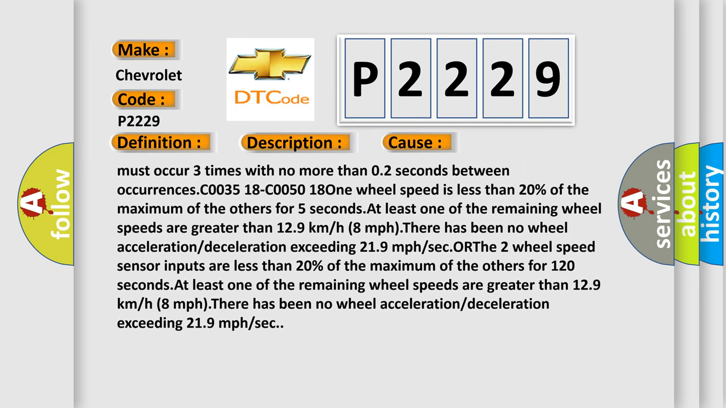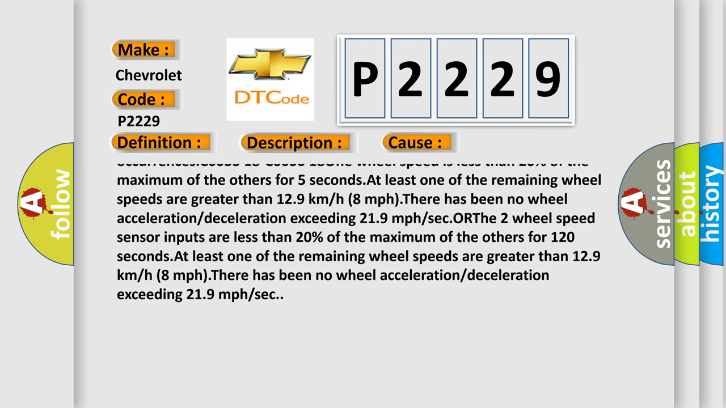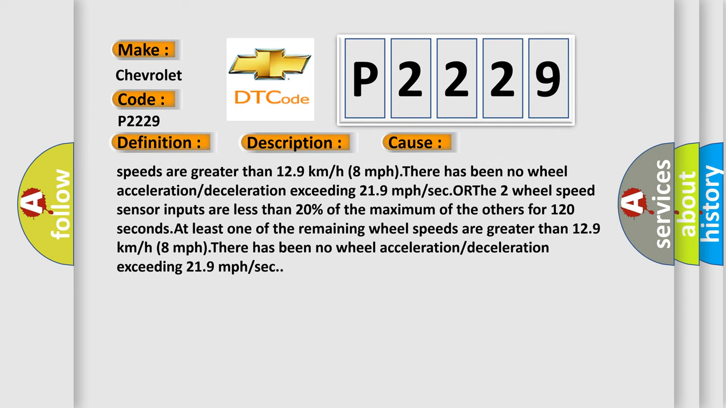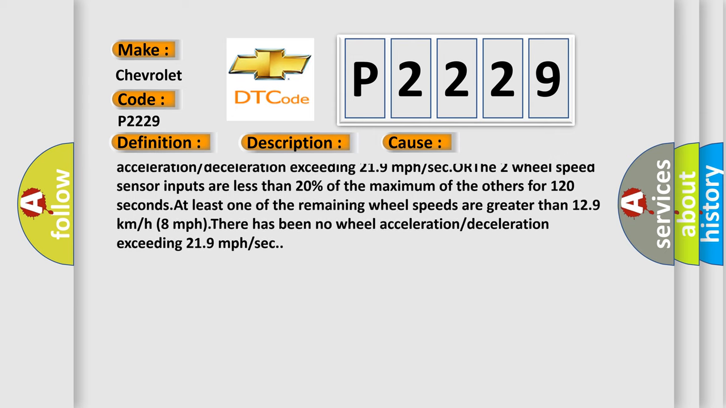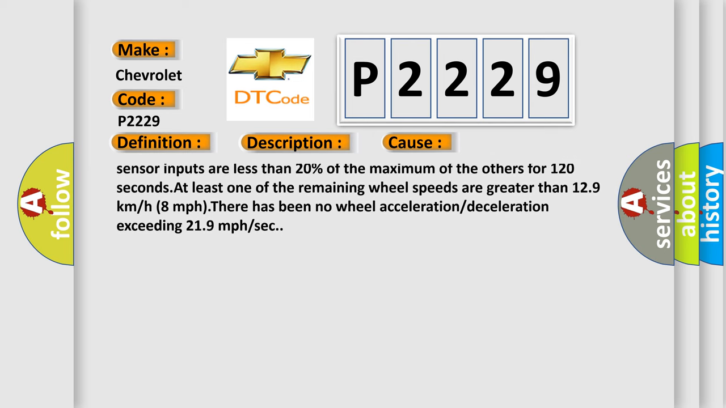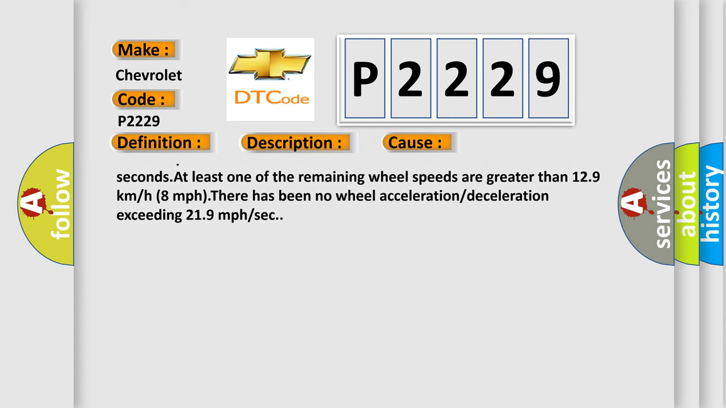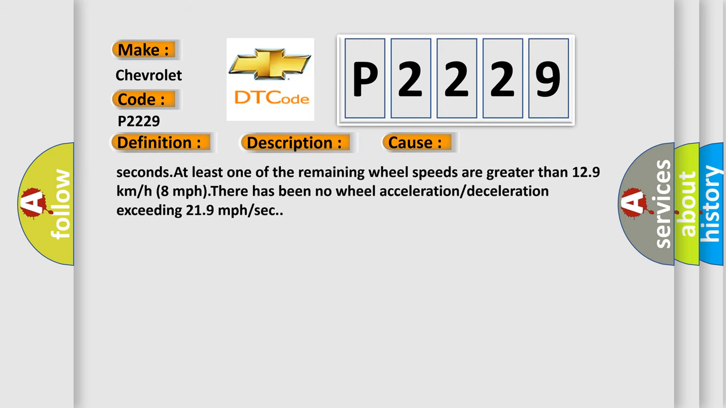One wheel speed is less than 20% of the maximum of the others for 5 seconds. At least one of the remaining wheel speeds is greater than 12.9 km/h, 8 mph. There has been no wheel acceleration or deceleration exceeding 21.9 miles per hour per second. Or the two wheel speed sensor inputs are less than 20% of the maximum of the others for 120 seconds. At least one of the remaining wheel speeds is greater than 12.9 km/h, 8 mph. There has been no wheel acceleration or deceleration exceeding 21.9 miles per hour per second.